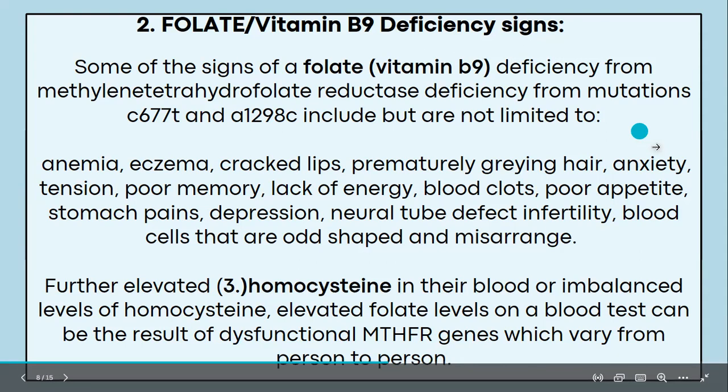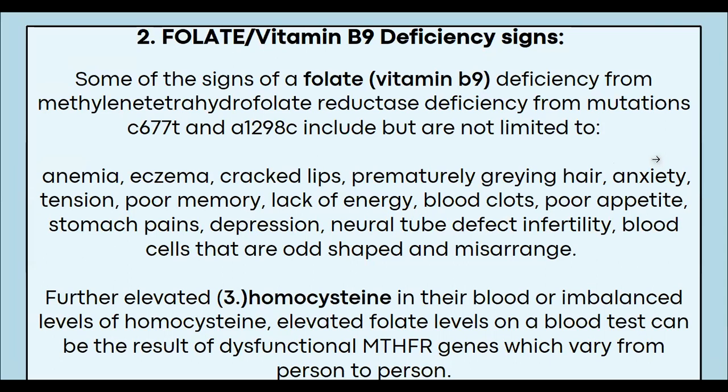C677T and A1298C include but are not limited to anemia, eczema, cracked lips, prematurely graying hair, which I have, anxiety, tension, poor memory, lack of energy, blood clots, poor appetite, stomach pains, depression, neural tube defect, infertility, blood cells that are odd-shaped and misarranged. So further elevated is a number 3 marker, homocysteine, in their blood or imbalanced levels of homocysteine. Elevated folate levels on a blood test can be the result of dysfunctional MTHFR genes, which vary from person to person.